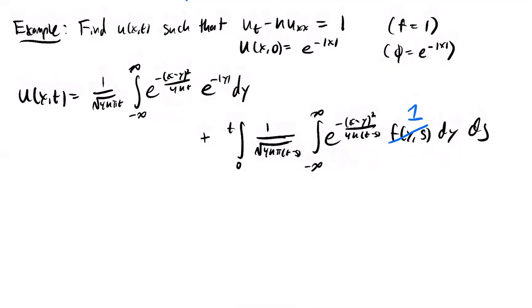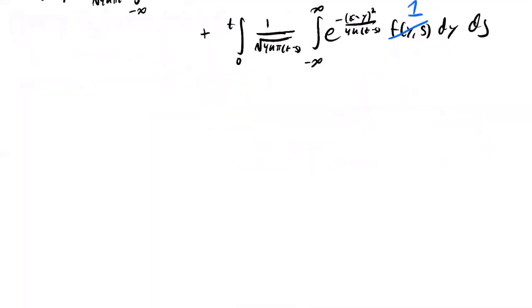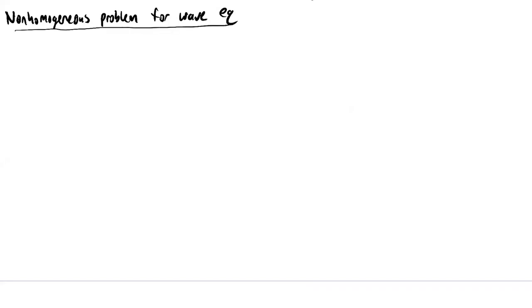Okay, and so now for the last part of the lecture, we talked about the non-homogeneous problem for the diffusion equation. Now let's talk about the wave equation. Once again we're going to consider the IVP, the initial value problem, on the real line.